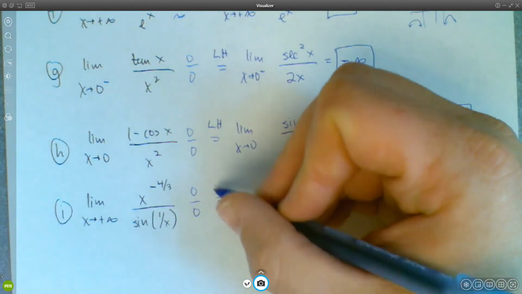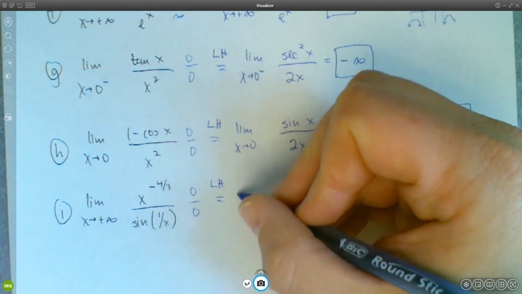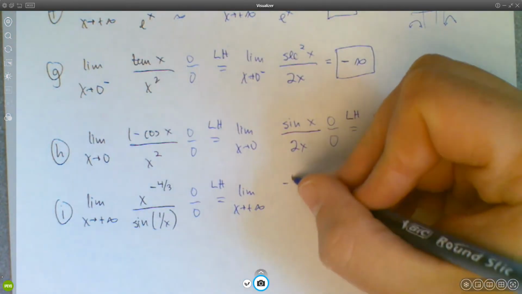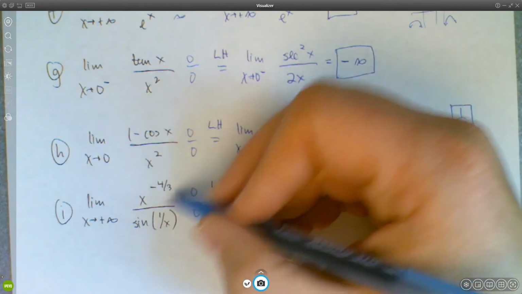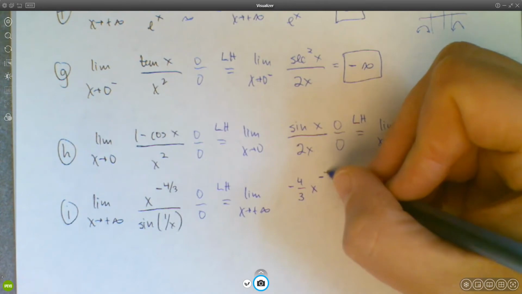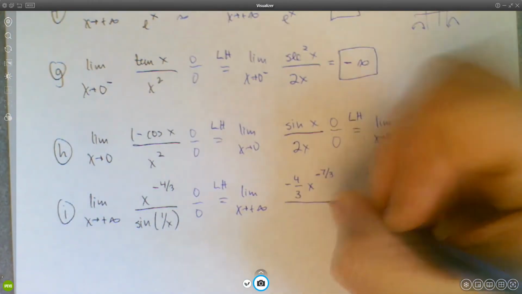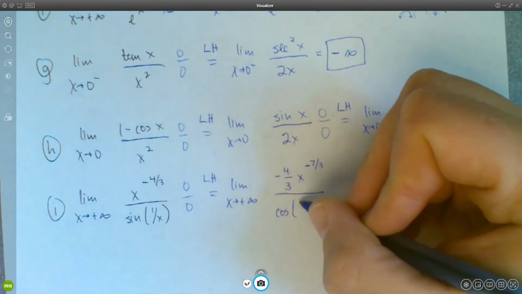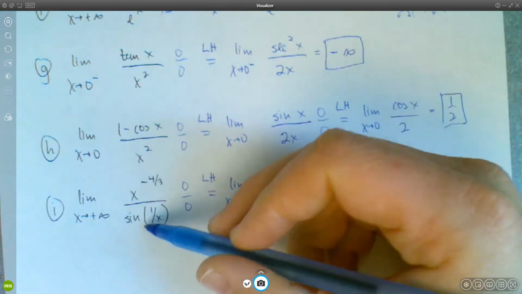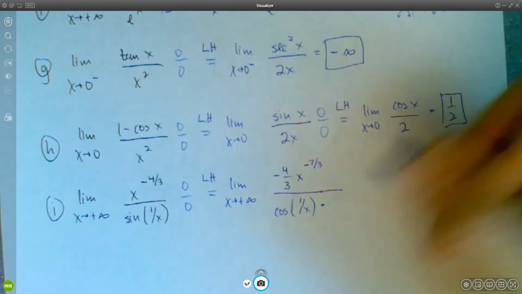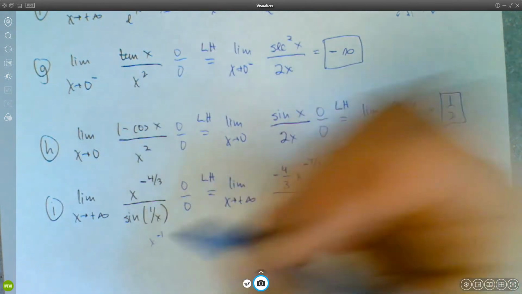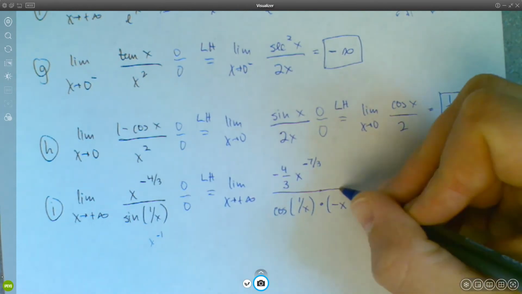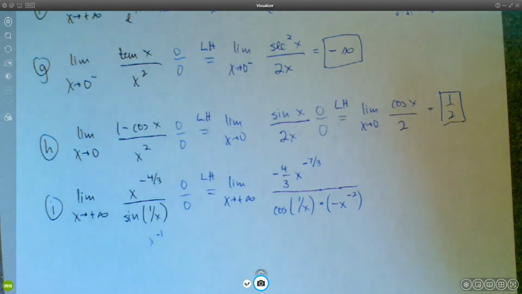So we can apply L'Hopital's rule. I have a feeling this is going to get messy. This is the limit as x approaches positive infinity of negative 4/3 x to the negative 4/3 minus 1, which would be negative 7/3, right? Over the derivative of sine of 1 over x, which is going to be cosine of 1 over x times the derivative of 1 over x. 1 over x is the same thing as x to the negative 1, right? So its derivative is going to be negative x to the negative 2. Or if you prefer, you could call it negative 1 over x squared.